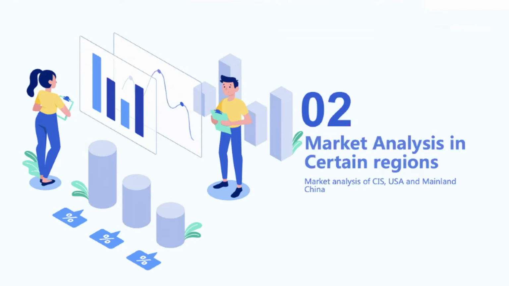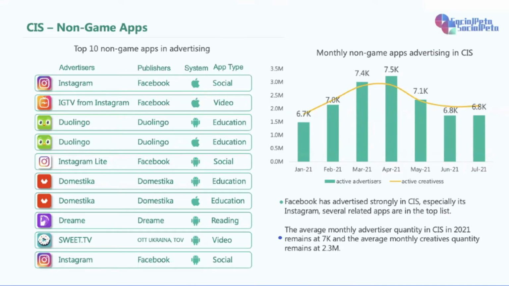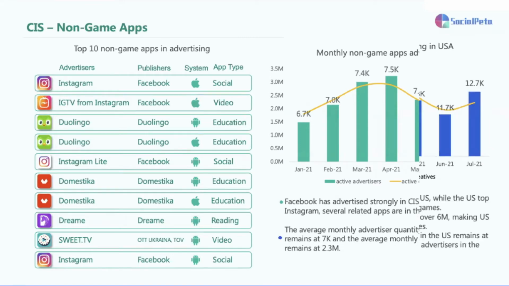We can see that in CIS markets, the leading advertisers for gaming are SLG and action shooting games. And its average monthly advertiser quantity is about 5,000, and the creative quantity remains 3 million in the first half of the year. Well, in the non-gaming categories in the CIS region, Facebook and Instagram are in the top list. The average monthly advertiser quantity is about 7,000, and the monthly creative quantity is at 2.3 million.